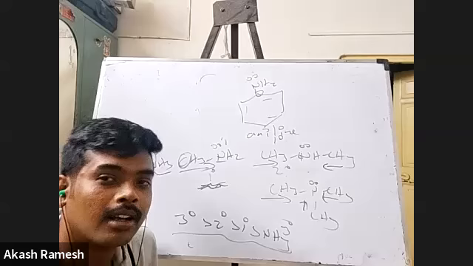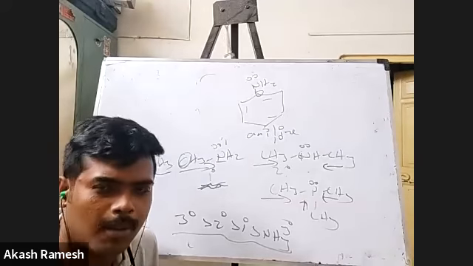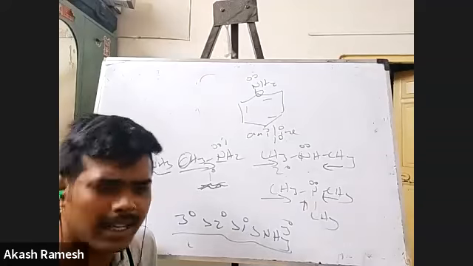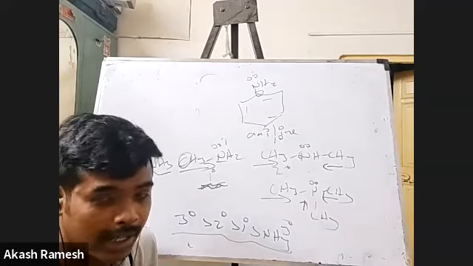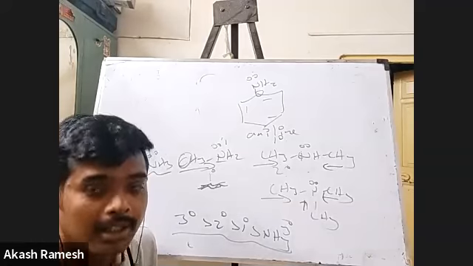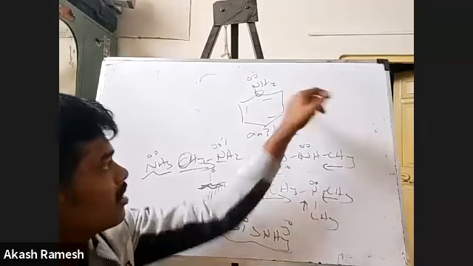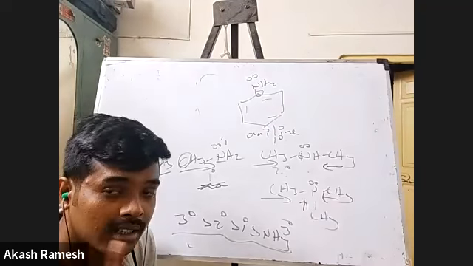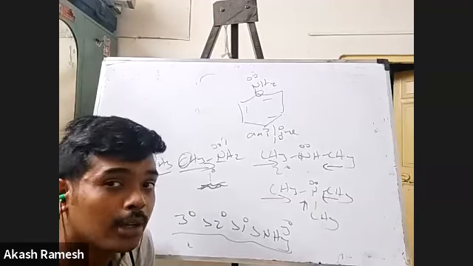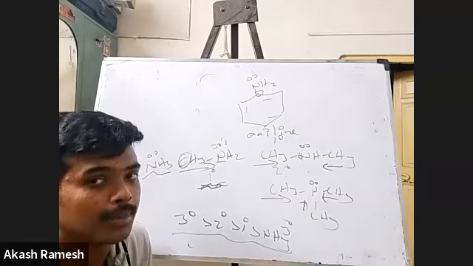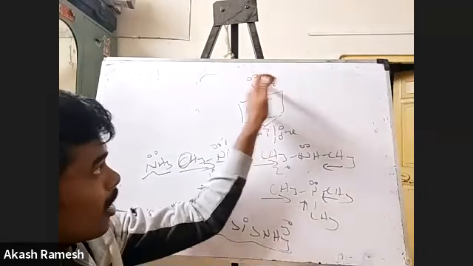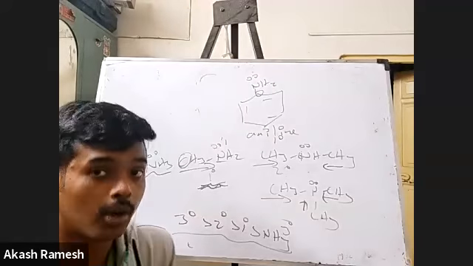Yes, sir. Okay, fine. Now, I don't know how you think about this, but I want to know why you think like that. It doesn't matter whether you're correct or wrong. I just want to know how you think. Tell me, why do you think that this is going to be more basic? I told you the criteria for basic strength: more and more availability of lone pair. Please remember that. Now tell me, why do you think that for this amine there is more availability of lone pair?